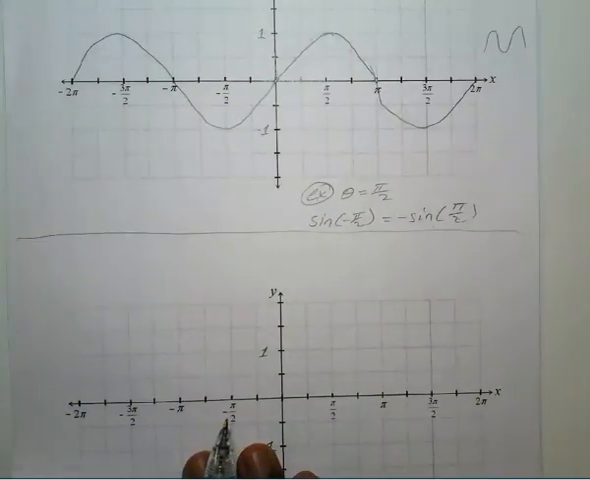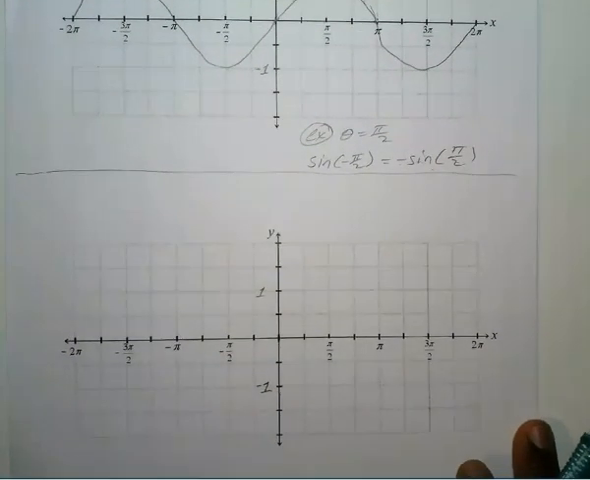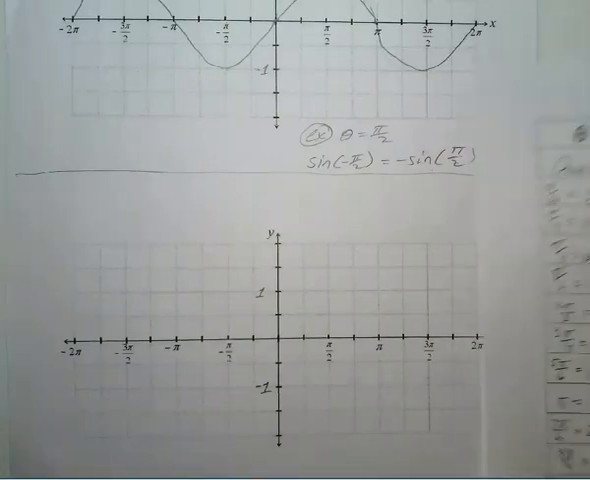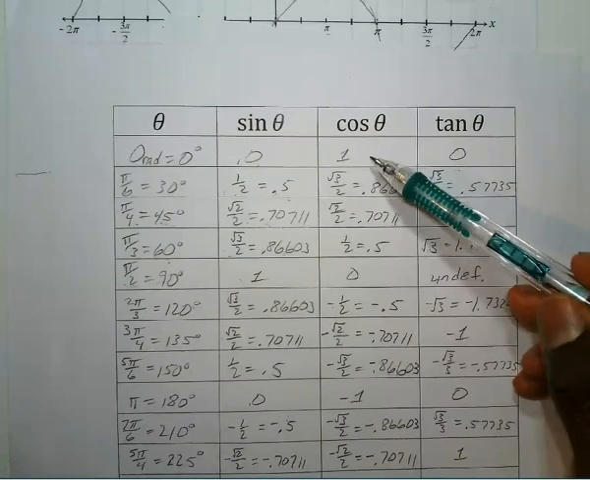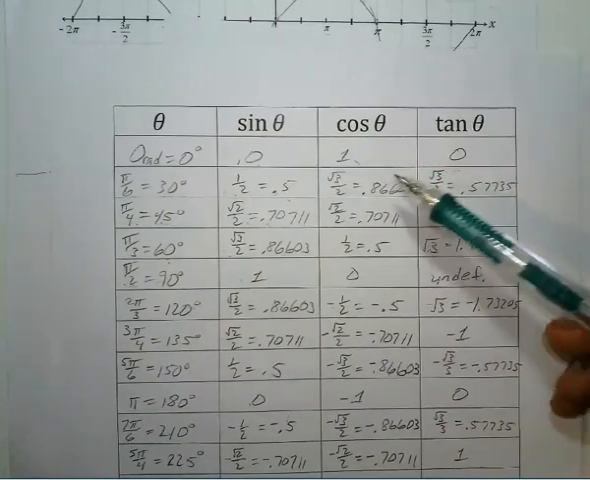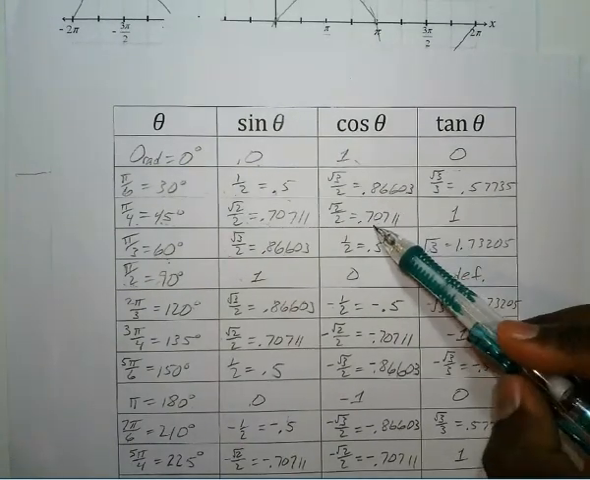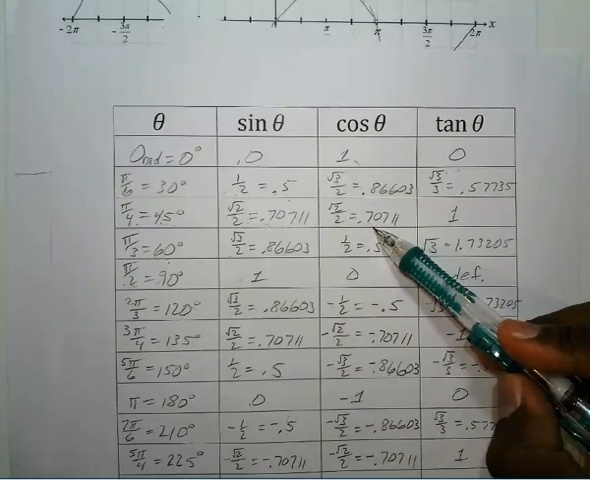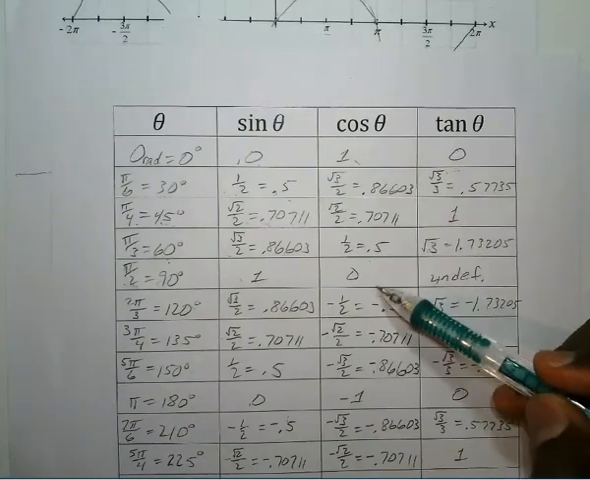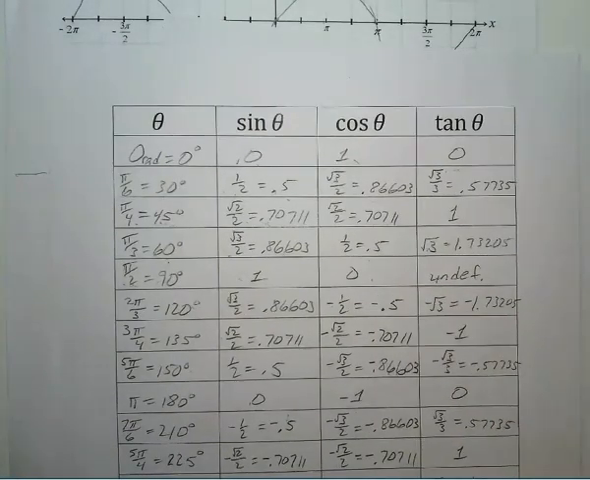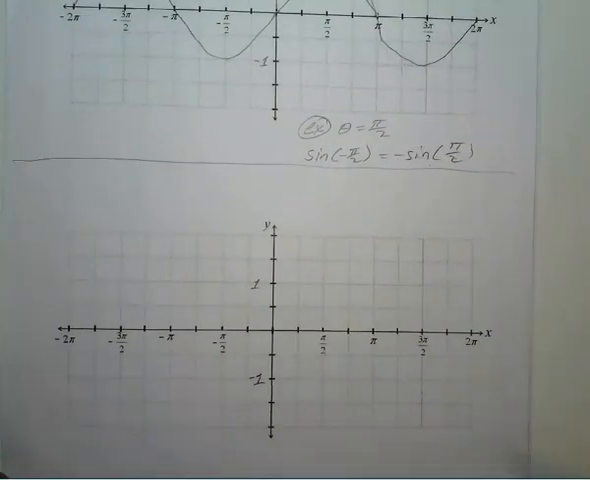Okay, so let's move this up and let's look at cosine. Cosine is pretty much the exact same thing. If you look at this really quickly, cosine of 0 is 1, cosine of pi over 6 is 0.86603, and it keeps on going. Cosine of 45 degrees is 0.70711, cosine of 60 degrees is 0.5, and cosine of 90 degrees, or pi over 2, is 0. And again, it goes the exact same way.